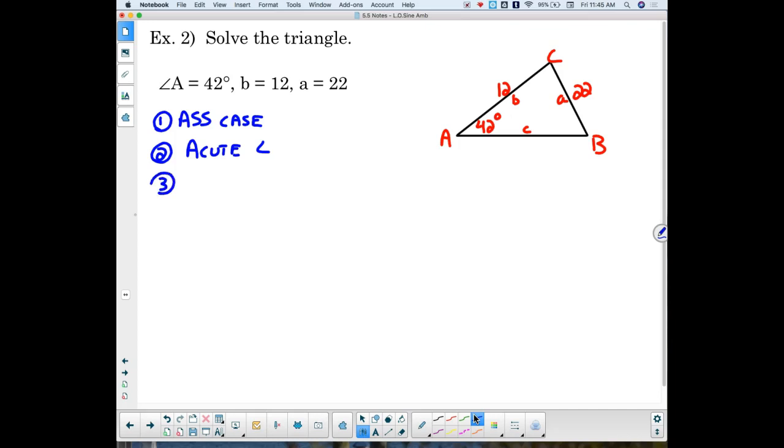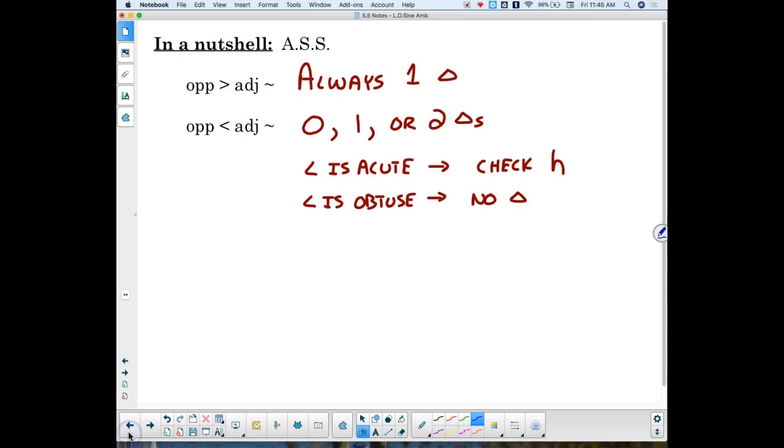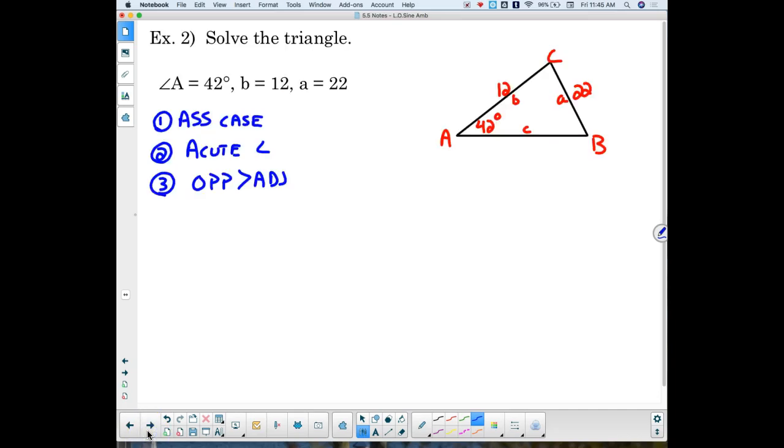Third thing that we have to look for is the comparison between the opposite side and the adjacent side. Which one is longer, opposite or adjacent? Opposite's bigger. So, going back to my in a nutshell, opposite is bigger tells me what? One triangle gets formed. So we don't have to worry about this, we're only going to get one triangle. So let's solve it using the law of sines.